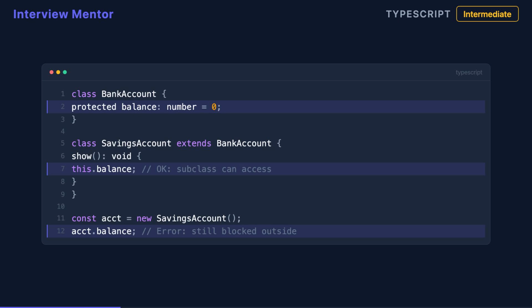Protected relaxes that restriction in exactly one way. Subclasses can now access the member too. The parent class and all its descendants share access, but anyone outside the hierarchy still cannot. It's private to the world, but open to the family.